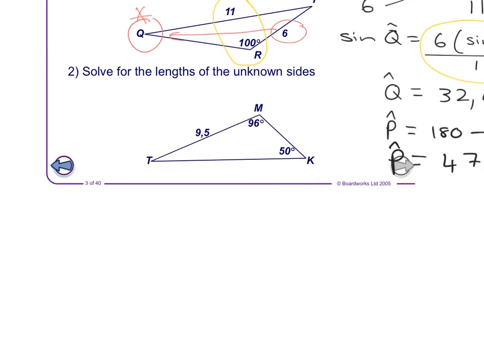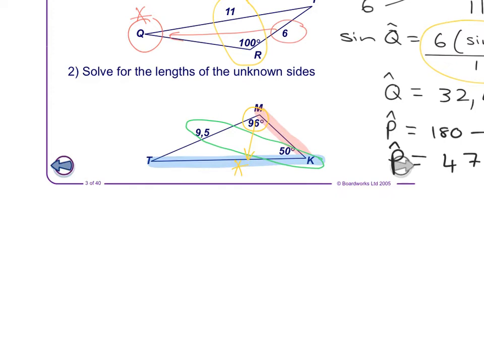Different scenario. So it says solve for the lengths of the unknown sides. So what sides are unknown here? We've got MK and TK. So now to decide what we are going to start with first. In order to use the sine rule, we need a complete pair. So there's an angle and its opposite side. Then we look at what else do we have. We've got 96. So let's start with TK, its opposite side.